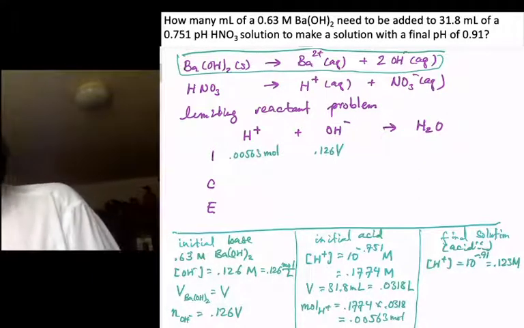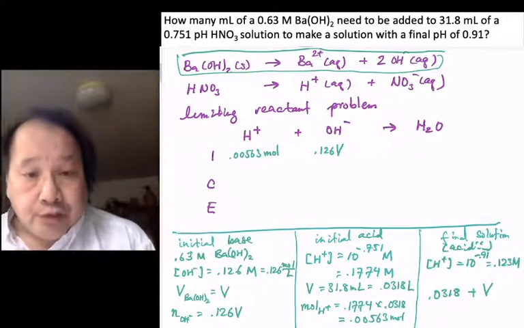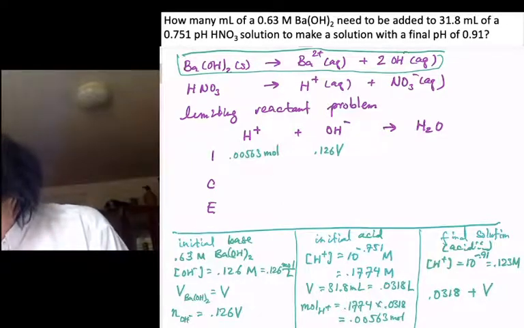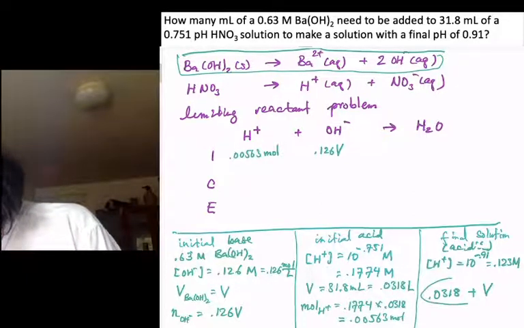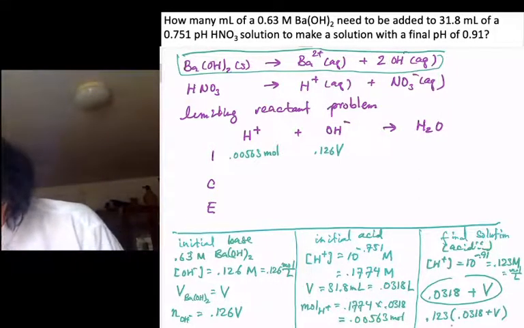Good. It's going to be the sum of the two volumes, which is 0.0318 plus V, the initial volume of the Ba(OH)2 solution. And so the final concentration is in moles per liter, and the number of moles of H plus then will be the product of the two, 0.123 times (0.0318 plus V). And that's the number of moles of H plus.